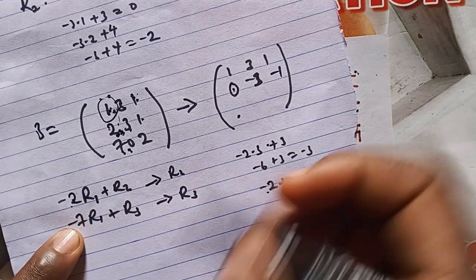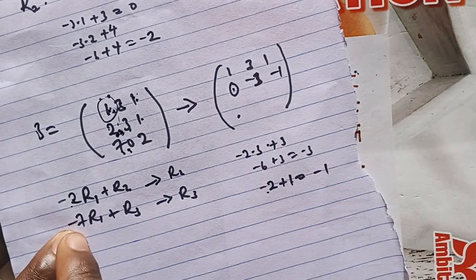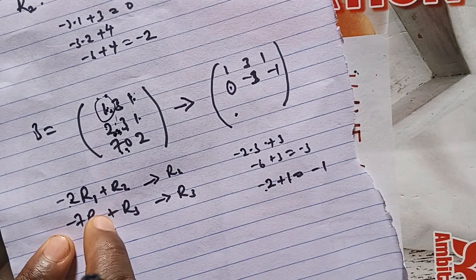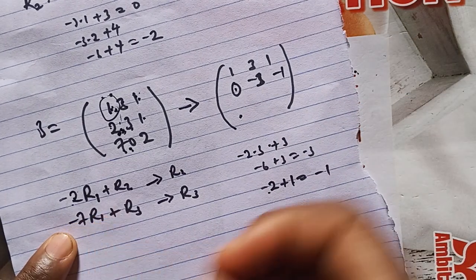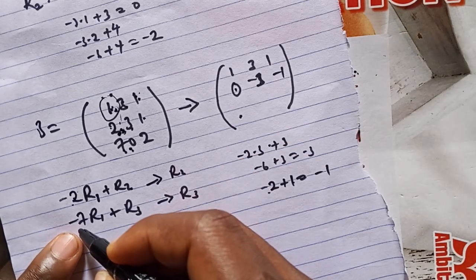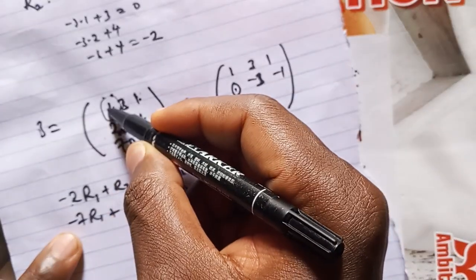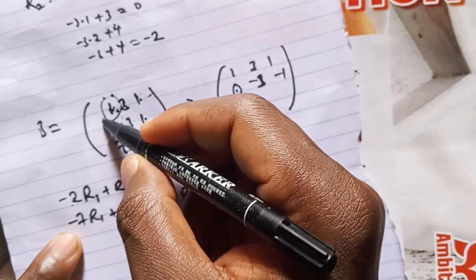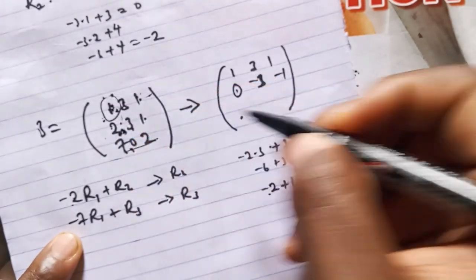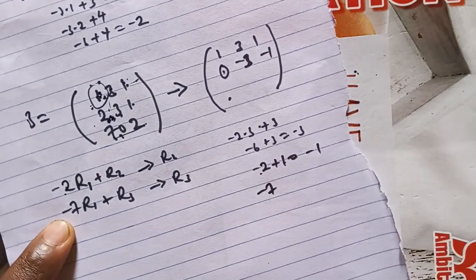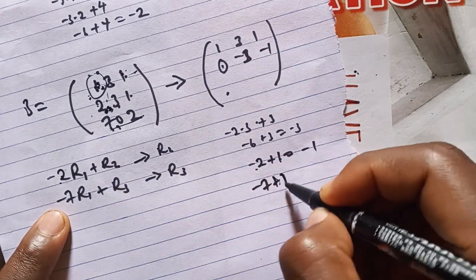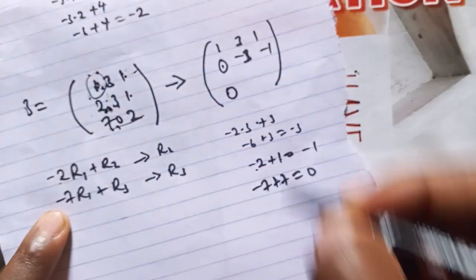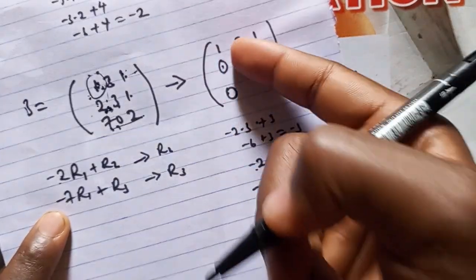So I'll look at the row 3. To form the row 3, I'll do minus 7 times row 1. Minus 7 times 1, row 1 is this, row 3 is this. So minus 7 times 1 is minus 7. Minus 7 plus 7 will give me 0. You see, I've achieved this part of getting 0.